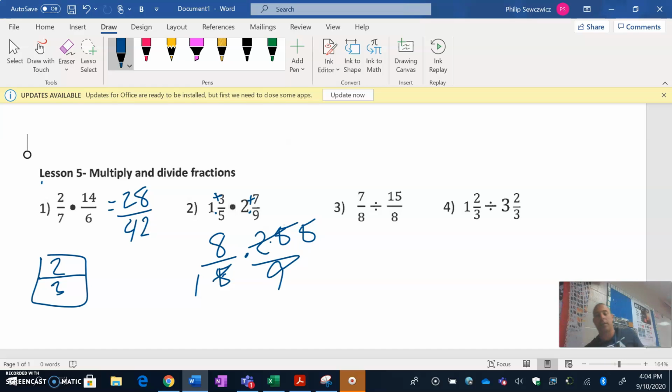Now I can multiply across. 8 times 5, 40. 1 times 9, 9. No simplifying here, people. Typically, when you do your cross division, there's no simplifying to do at the end. Improper fractions are fine. 40 9ths. All right. We're going to see a lot of improper fractions moving forward. Hold off on 3 and 4. All right. We're just going to focus on that.